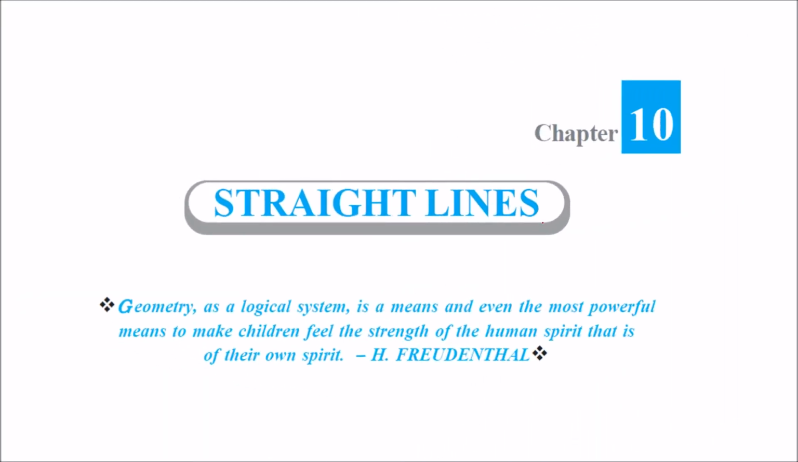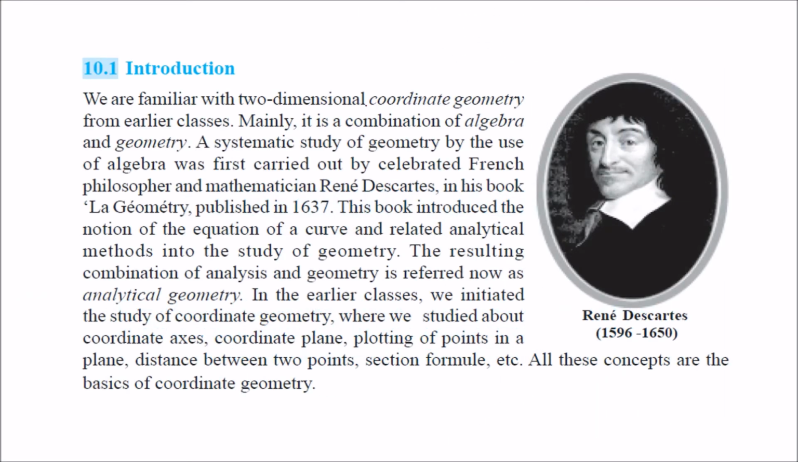Chapter 10, Class 11th. This is straight lines. We have earlier studied about 2D coordinate geometry in classes. So, this was actually the combination of algebra and geometry. René Descartes, in his book La Géométrie, introduced what we call analytical geometry.